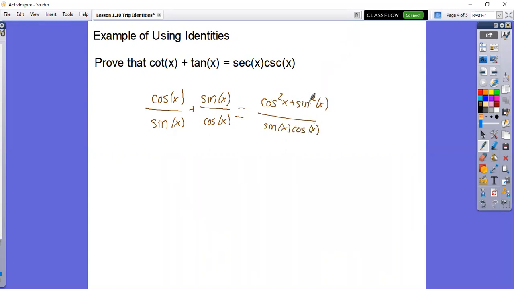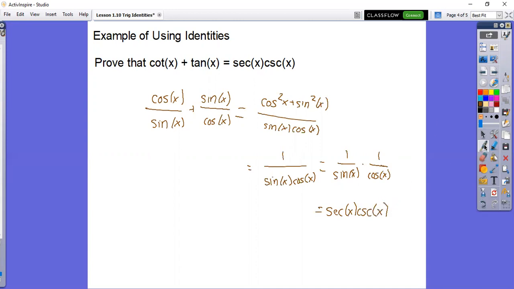So we remember from our Pythagorean identities on the last page, so we use just the definitions of cotangent and tangent here. Now we can apply that Pythagorean identity. So this is 1 over sine of x cosine of x. So I can rewrite this as 1 over sine of x times 1 over cosine of x. And now I'm in luck because 1 over sine is cosecant, 1 over cosine is secant. So this is secant of x times cosecant of x.